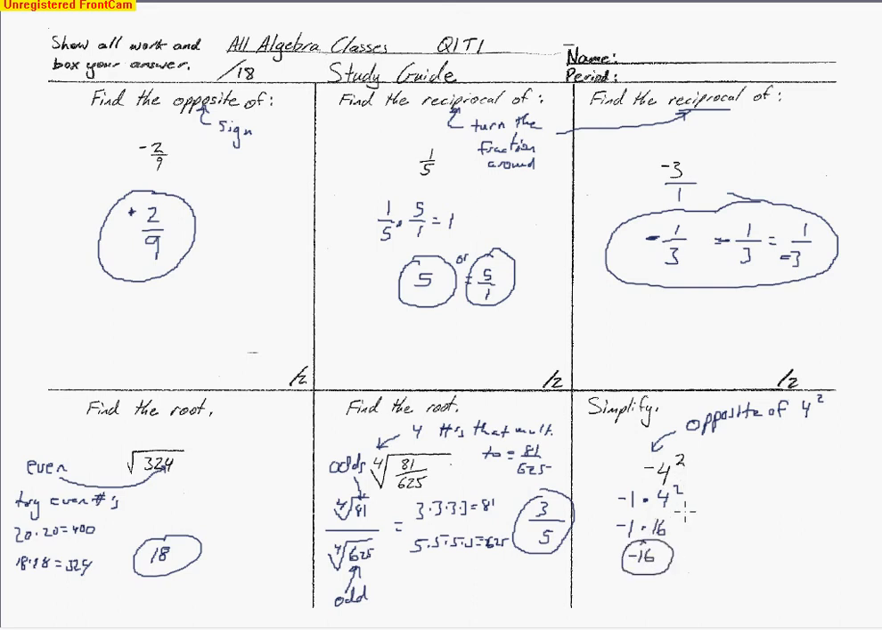Now, if you got positive 16, then you're thinking of this, -4 in parentheses squared. See, this is different. These are not equal to each other. This one is -4 times -4, which equals 16, which is not the same as -16. So you see how when we have the minus sign on the outside, no parentheses, it means the opposite of 4 squared. Let's take a look at the last 3 problems.